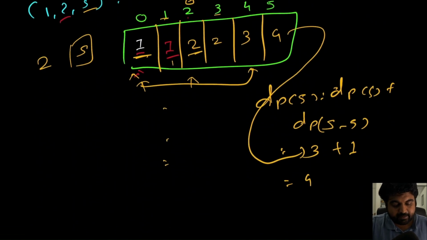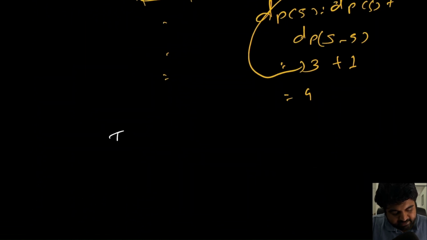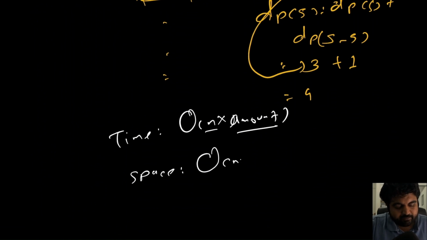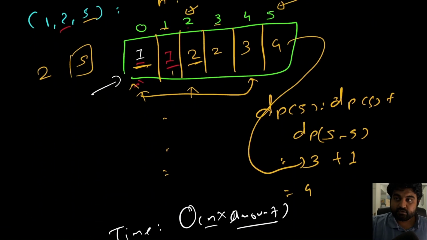Now let's understand the time and space complexity first. Time complexity is going to be big O of n square, and not n square, big O of n times the amount, where n is the given number of coins multiplied by the amount that we are trying to calculate. So overall we can consider it as n square because it's like multiplication of two different variables, but one variable is the number of coins and the other variable is the amount that we are trying to generate. And in terms of space complexity, it is going to be big O of n because we are using an additional array to store all the results.